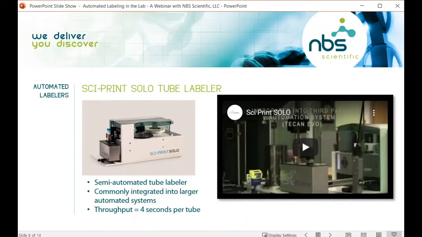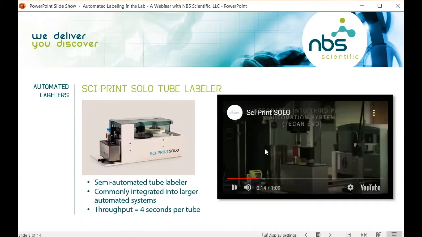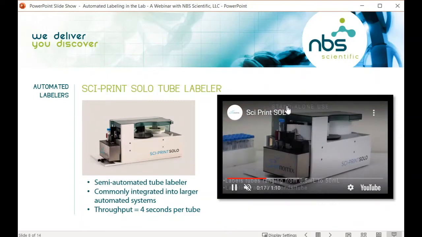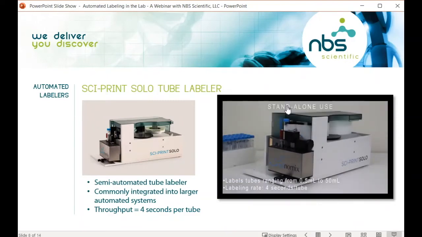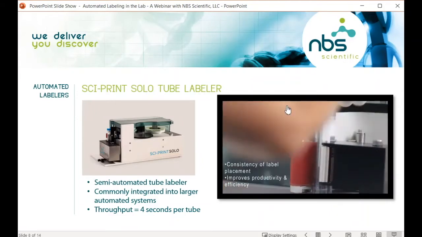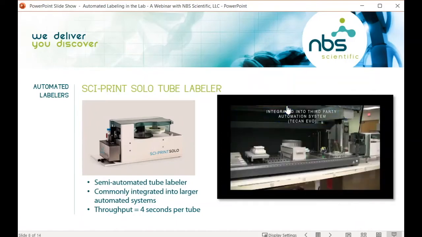So then moving into some of the tube labeling options that we have. We offer the Sci-Print Solo, which is a semi-automated tube labeling system that can print and apply labels to a range of tubes and vials from 0.5 ml in size to up to 50 ml in size. Now the Solo can also be used as a standalone unit where you place the individual tubes into the device to be labeled, or as you can see in this video, it can also be integrated into larger automated systems like liquid handling systems.